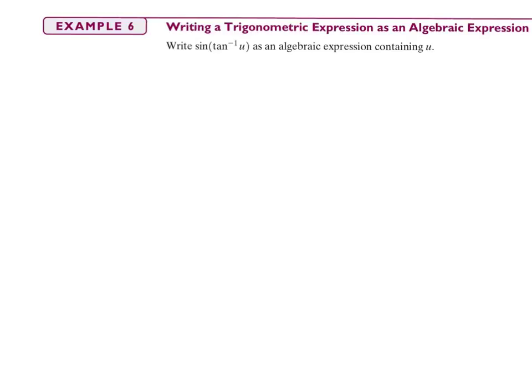And so for this last example in our video, we're going to rewrite this expression, sine of tan inverse of u, as an algebraic expression containing just the letter u. So we're going to figure out a way to get rid of both sine and tangent inverse. But before we do that, let's denote a couple of things. Remember, tangent inverse of u gives you some angle, so if we take tangent of both sides, we end up with tangent of theta is equal to u.